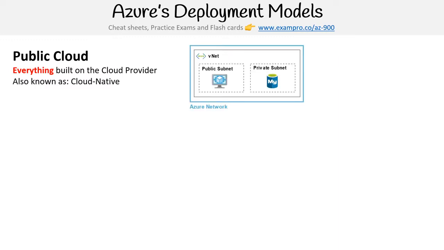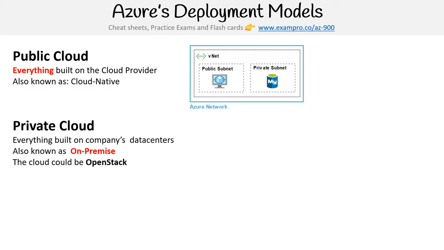And so here I have an architectural diagram where we have a network on Azure, and within that network, we have a virtual machine running and a database running. So that would be an example of public cloud. Then we have private cloud.